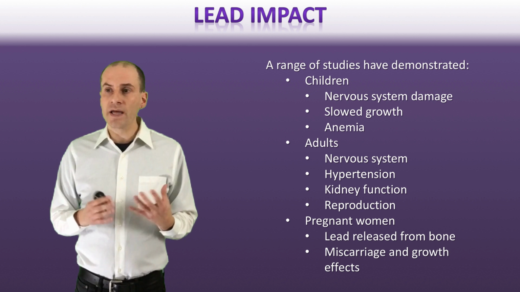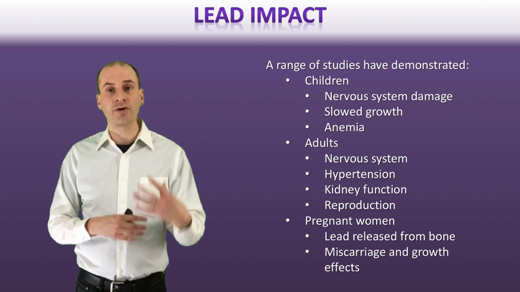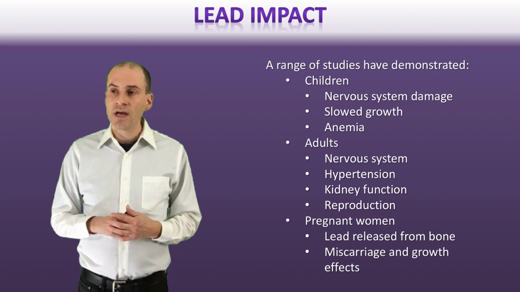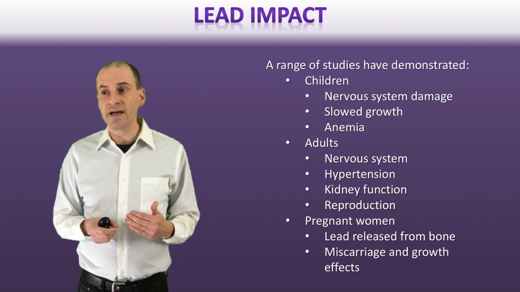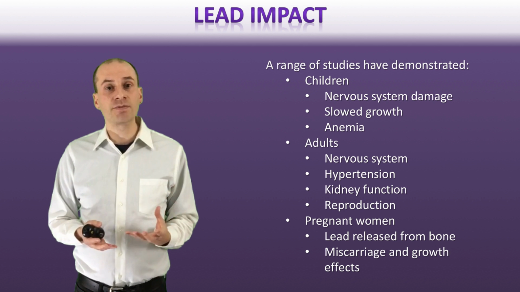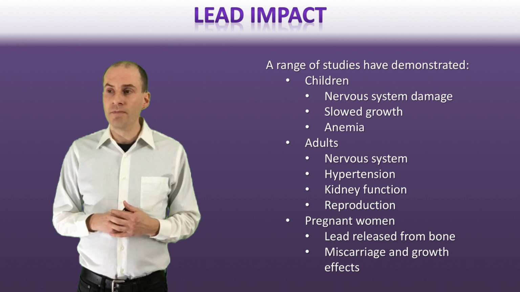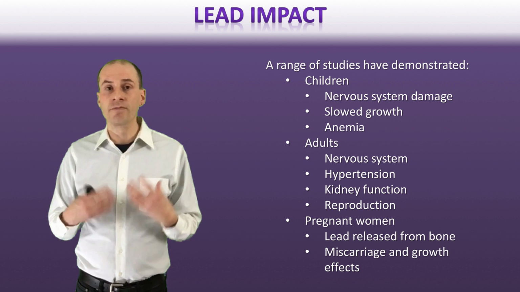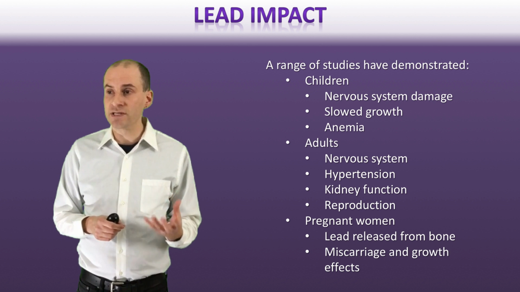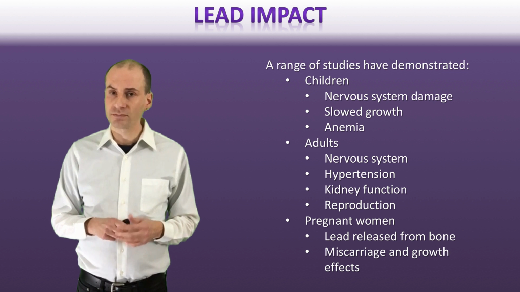So in terms of the actual impact of lead, we've done a range of different studies where we've shown that there are associations with a range of different health impacts that are fairly serious. Now, for children, low levels of lead can actually have real big impacts. And for children, it's looking like even any exposure to lead may actually have health impacts. This is partially because they're particularly vulnerable as they're developing. So what we see is serious nervous system damage, slow growth, and anemia can happen for children.